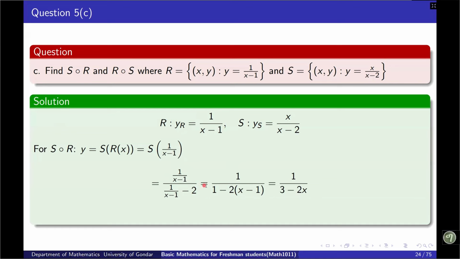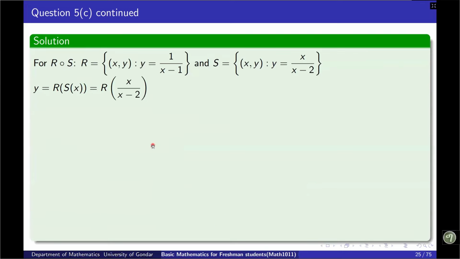So when we further simplify this expression, we have 1 over 1 minus twice X minus 1. That is, if we subtract 2 from 1 over X minus 1, we have this one, which is equivalent to 1 over 3 minus 2X. Therefore, the domain of this one is x different from 1 for R, and 1 over x minus 1 different from 2, which implies x is different from 3 over 2 for the composition function, which is S composite of R.